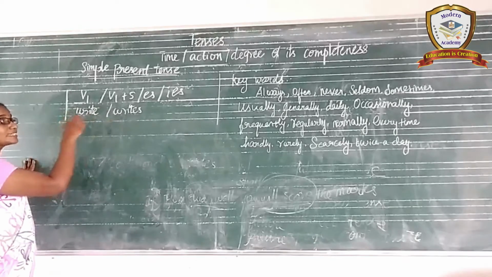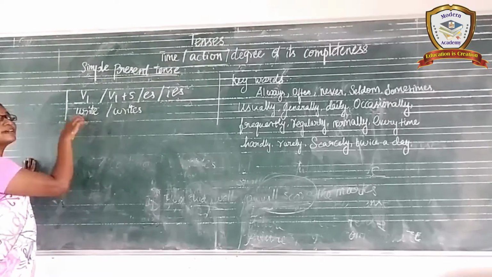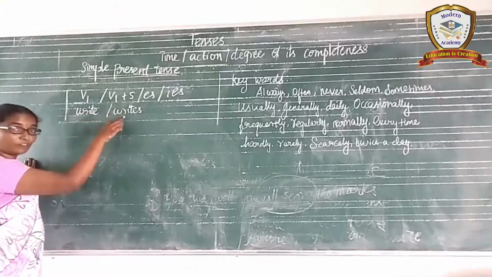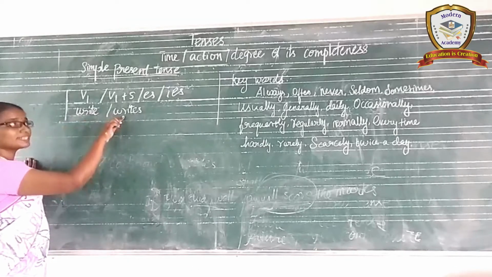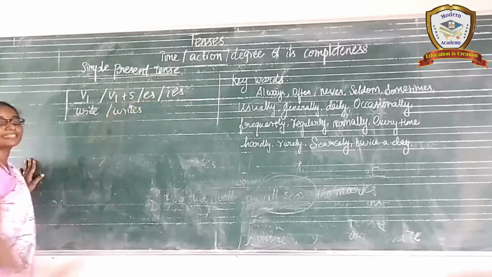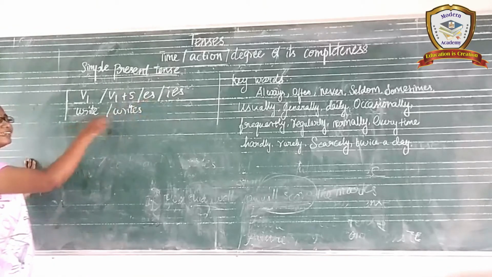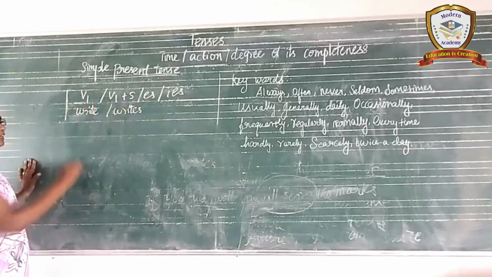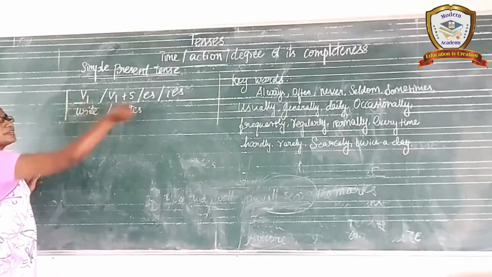If the subject is I, we, you, they, the verb is base form one. Understand? If the subject is he, she, it, the verb is base form one plus s or es or ies. Write and writes. Write and writes. And the next one, how to write it? It's a positive verb, you know.